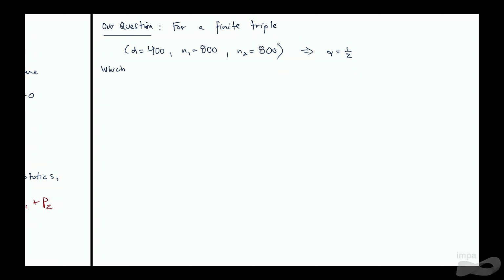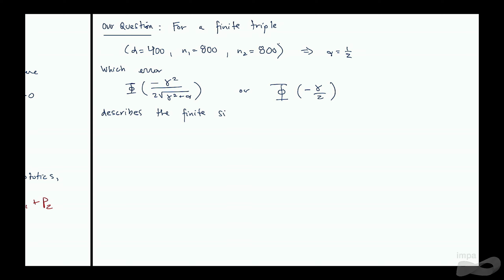And the question is, which error, Gaussian CDF of negative gamma squared over 2 gamma squared plus alpha, or classical asymptotics, negative gamma over 2, describes the finite situation better. Right, and I guess it's not immediately obvious, right? Even though this implies an alpha equals 1/2, we're not in this asymptotic land. You still might think that there's something that can be gained from the n equals infinity asymptotic statement, but it turns out that this is not the case at all.